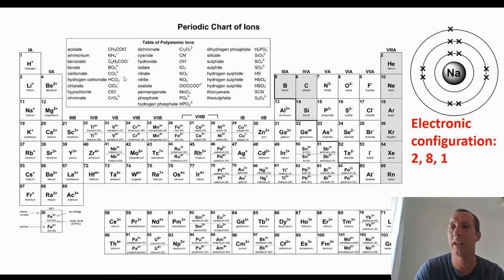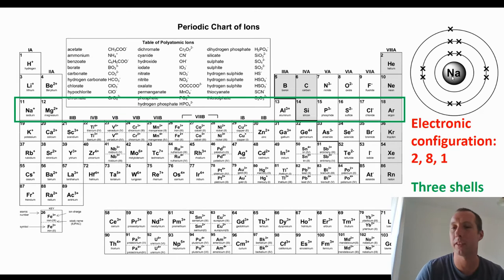On the right-hand side, I've put a diagram of a sodium atom. Remember it's got electronic configuration 2,8,1. So 2 electrons in the inner shell, 8 in the next shell, 1 in the further shell. What I want to do is relate the diagram of the electrons to the position of the atom in the periodic table. The first thing we can do is look at the atom and say it's got 3 shells. The fact it's got 3 shells automatically puts it in the third row of the periodic table. We say period 3.